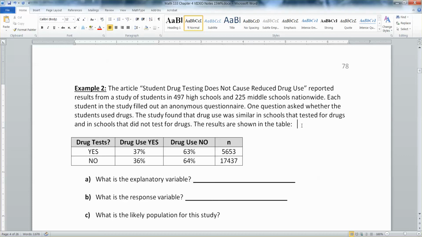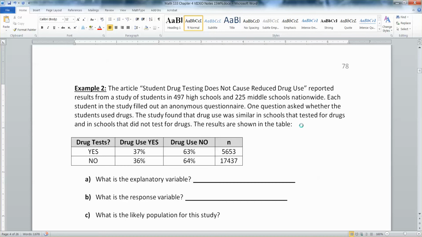Before we leave section 1.2 behind, let's have one more example where we see the definitions as well as why we need to be cautious for correlation and causation arguments. So the article, Student Drug Testing Does Not Cause Reduced Drug Use, reported results from a study of students in 497 high schools and 225 middle schools nationwide. Each student in the study filled out an anonymous questionnaire.